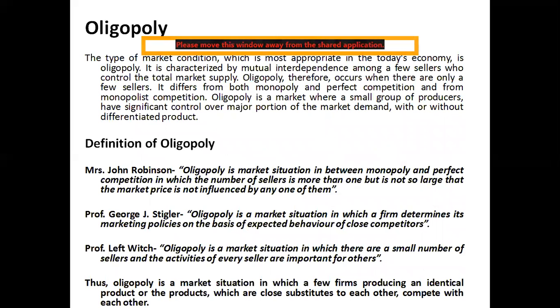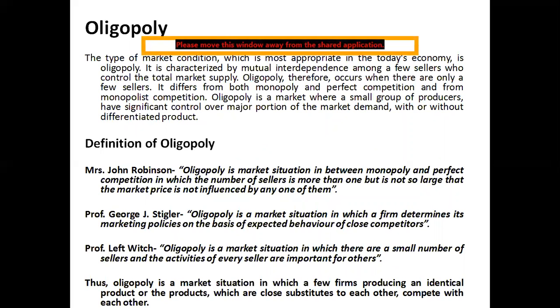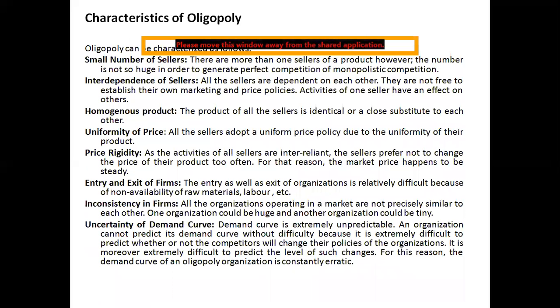Now the oligopoly competition. This type of market condition is the most appropriate in today's economy, and it is characterized by the mutual interdependence of a few sellers who have total control over the market supply. So oligopoly is a market condition in between monopoly and monopolistic competition, in which the number of sellers is more than one, but it is not so large that the market price is not influenced by any one of them.